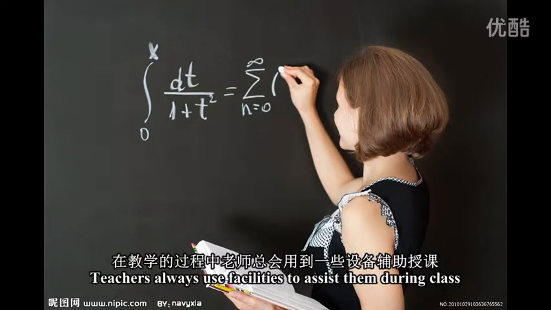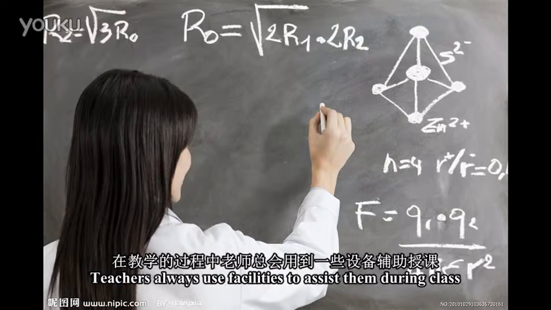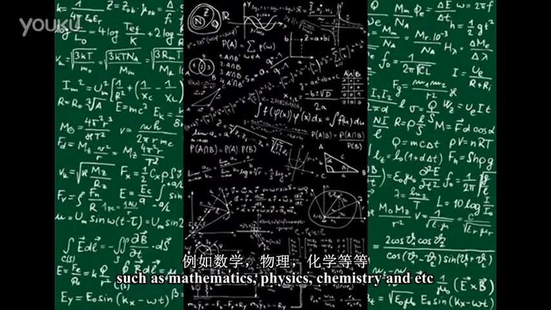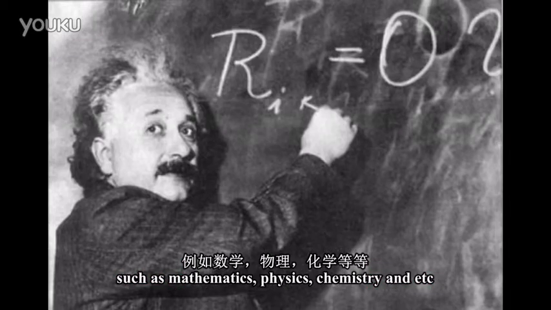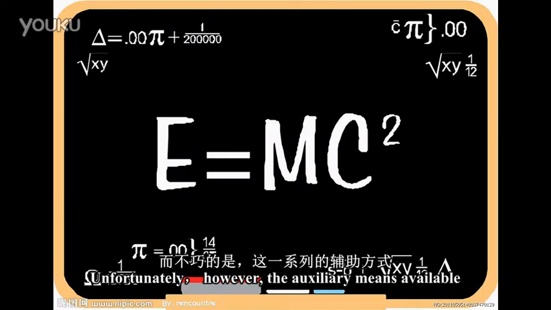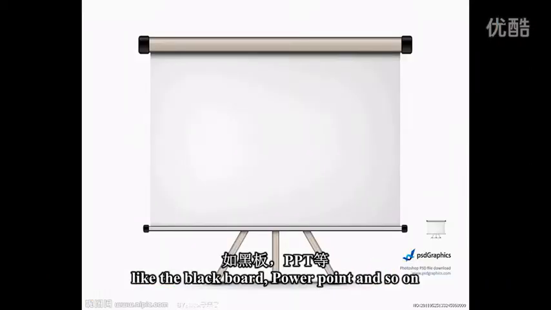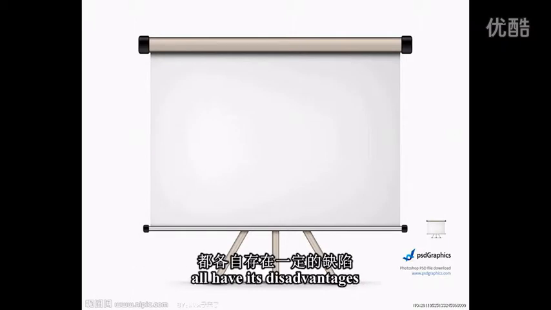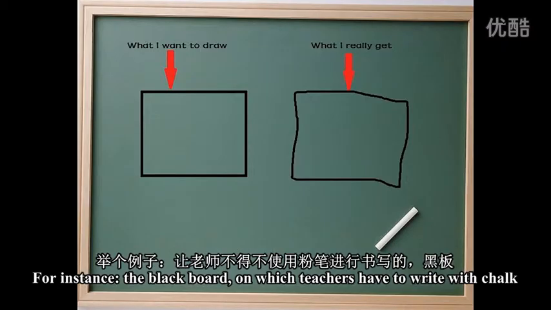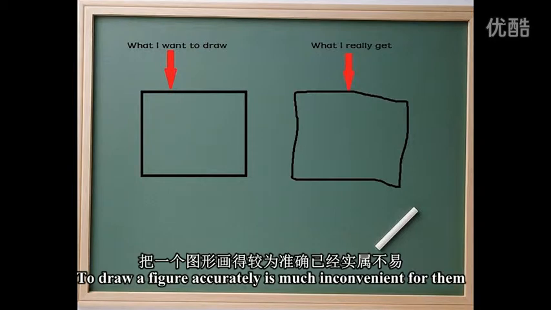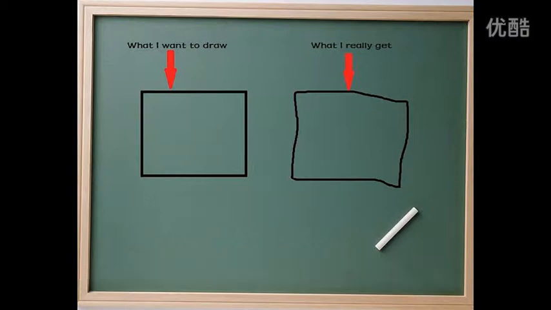Teachers always use facilities to assist them during class, especially in science courses such as mathematics, physics, chemistry, and so on. Unfortunately, however, the auxiliary means available, like the blackboard, PowerPoint, and so on, all have their disadvantages. For instance, the blackboard, on which teachers have to write with chalk. To draw a figure accurately is very inconvenient for them.